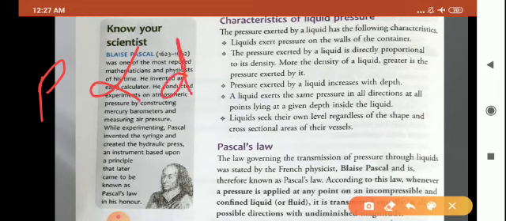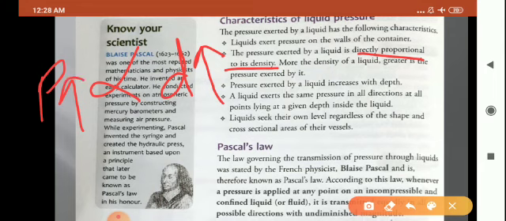Okay, directly proportional मतलब अगर एक quantity की value बढ़ेगी तो दूसरी quantity की value भी बढ़ेगी, और अगर एक quantity की value घट रही है तो दूसरे की भी घटेगी. So the pressure exerted by a liquid is directly proportional to its density. The more the density of the liquid, the greater the pressure exerted by it. Means अगर किसी liquid की density ज्यादा होगी, so that liquid will exert more pressure.